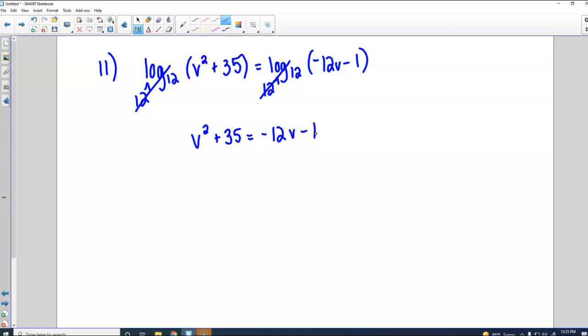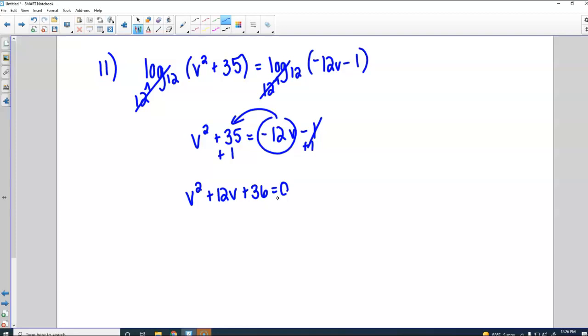We did one of these yesterday, but some of you had a little bit of a frightened look on your face whenever we did it. Whenever we've got a square, what do we need to do to solve this? What was that? Set it equal to 0. Good. So everything needs to be moved to one side, right? So I would move the 12v over here. I'd add this 1 right here to move it over. So I got v squared plus 12v plus 36 equals 0.